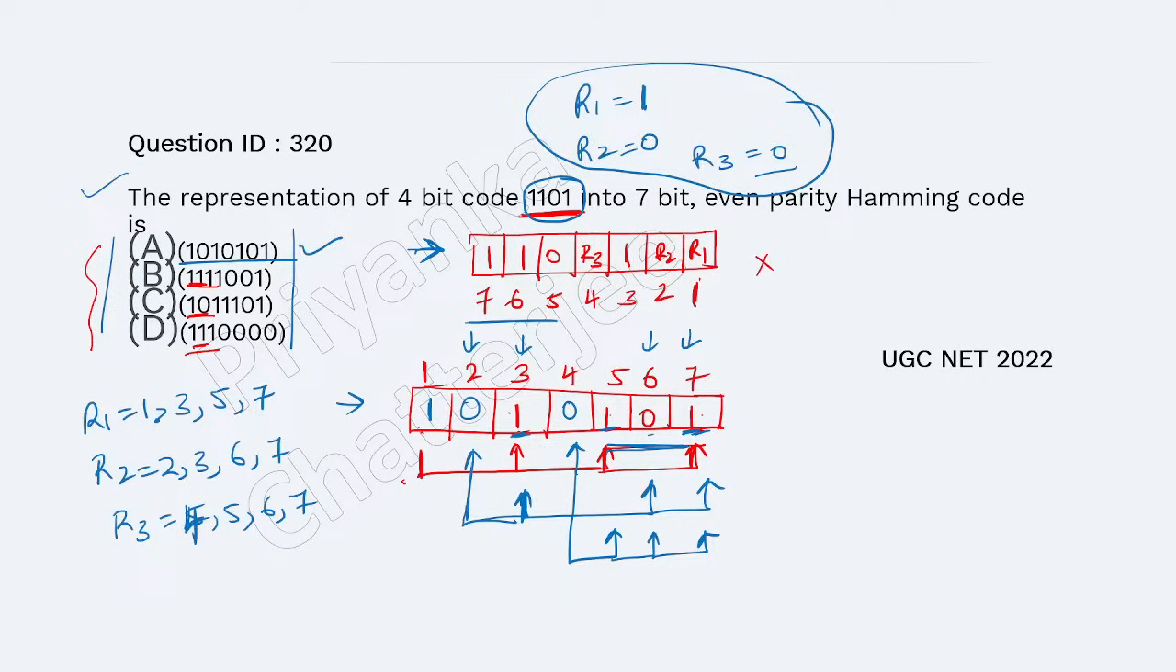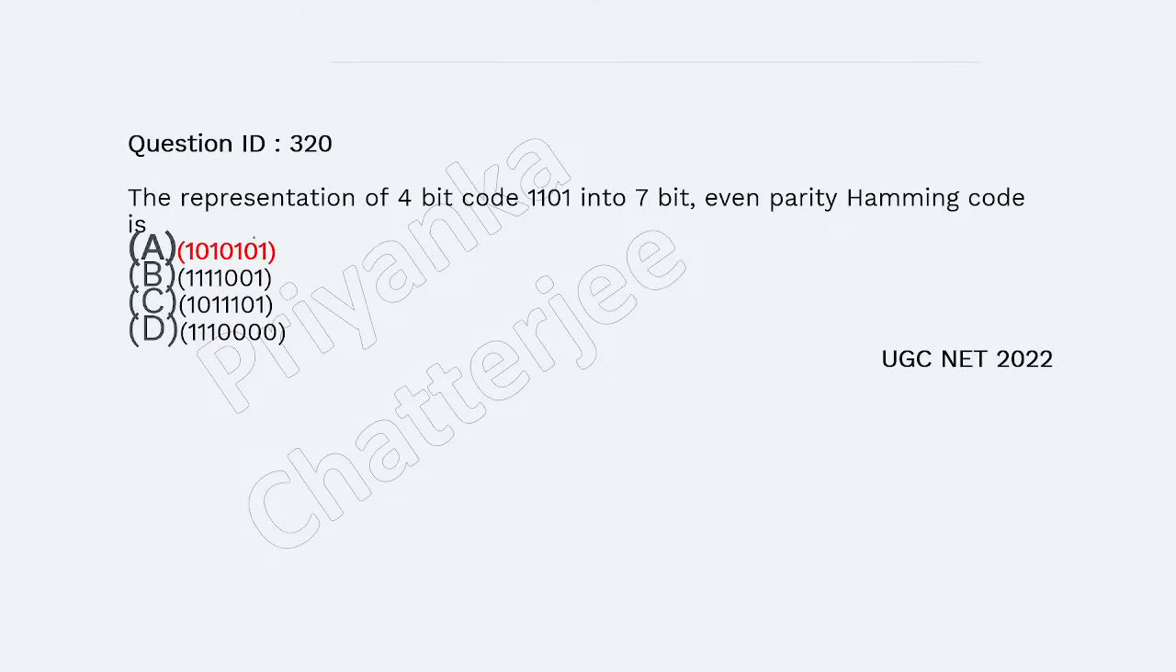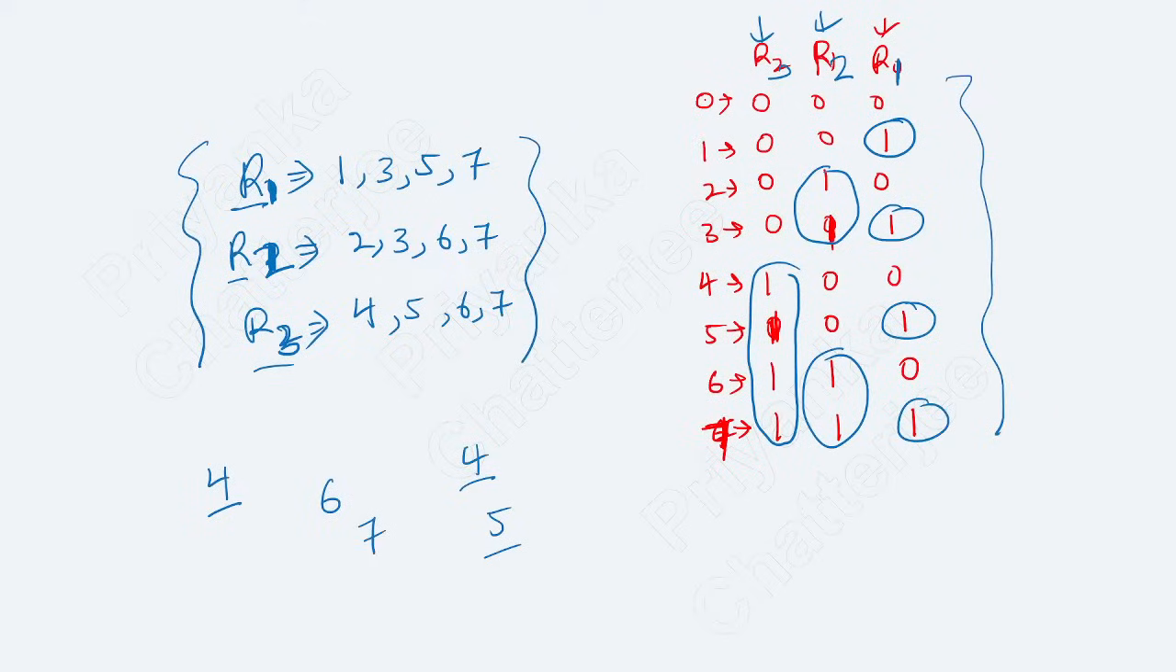So I hope all of your confusion is clear. Many students were getting confused about this question, and I hope all of your confusion is clear about why this is the answer. In this way the examiner is creating confusion. Okay, is it clear to everyone how it is working?